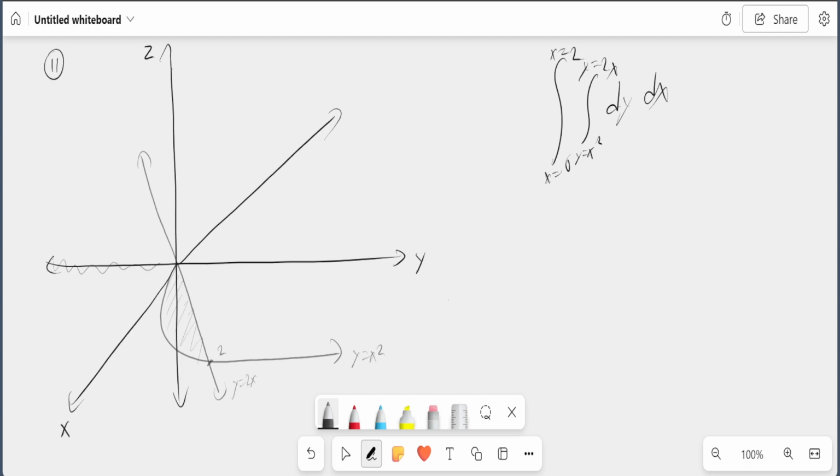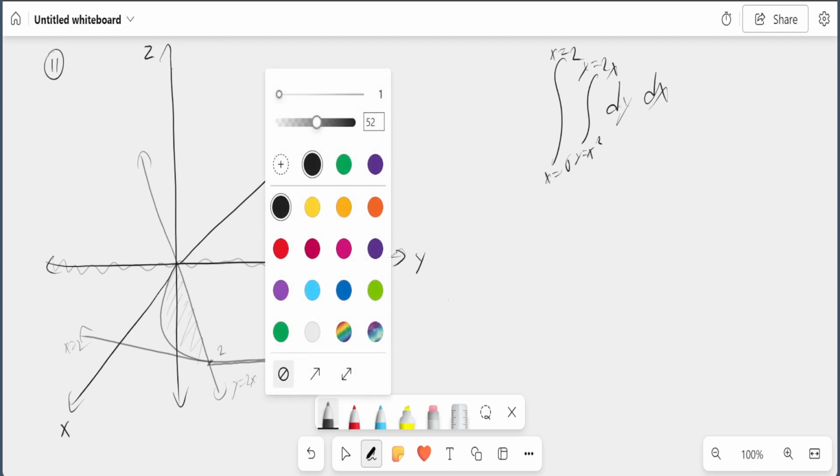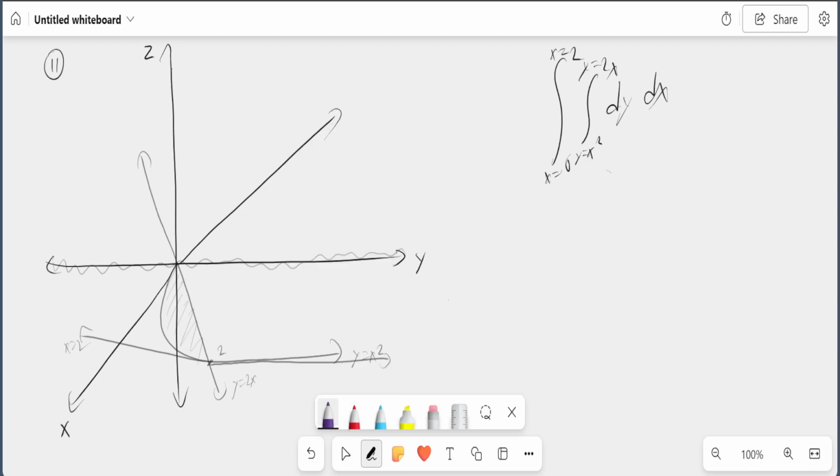From 0 to 2. Okay, so now if we think about this like a for loop, right? We picked a dx on the outside. So we picked a dx, and then we added up dy's on the inside, right? Actually, since there's some new people here, I'll just write out the for loop. That way, hopefully you guys can see what I'm talking about.